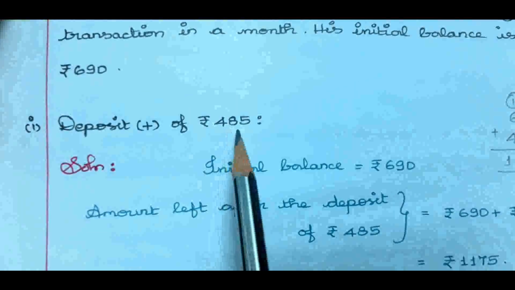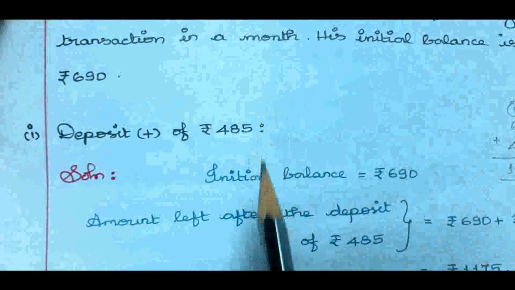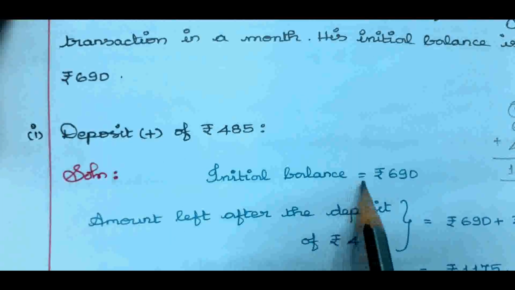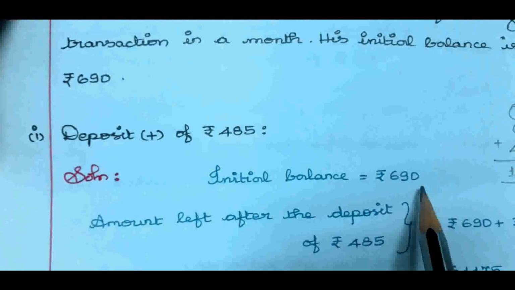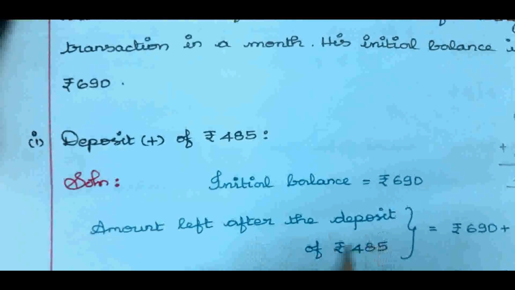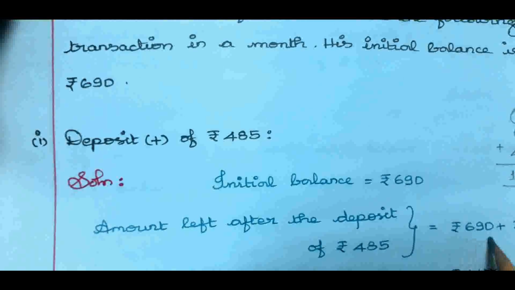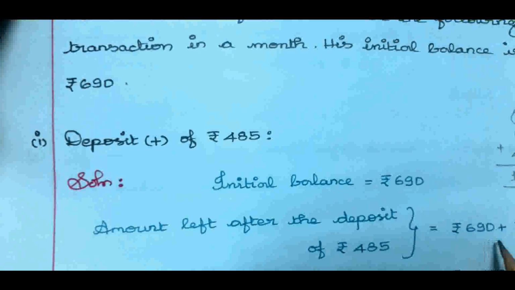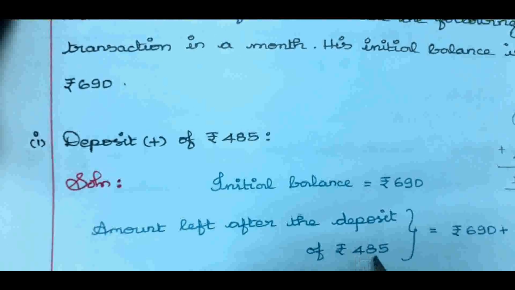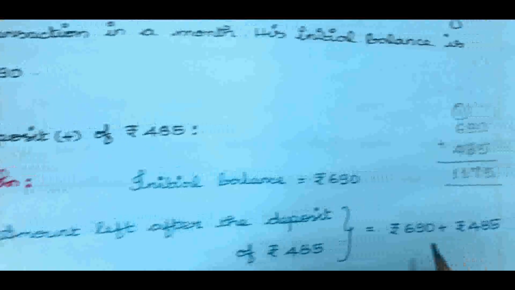a deposit of rupees 485. Here it has been given as his initial balance, the initial balance which he had is rupees 690. So now we have to find the amount left after the deposit of rupees 485. Initially he had 690 rupees in his bank account, plus that now he is going to deposit 485 rupees.